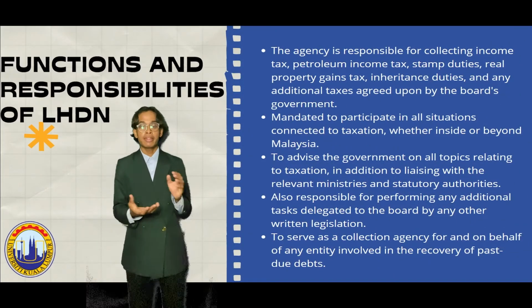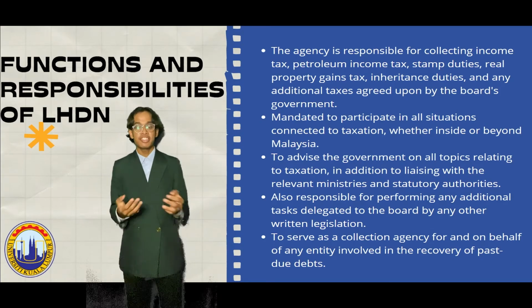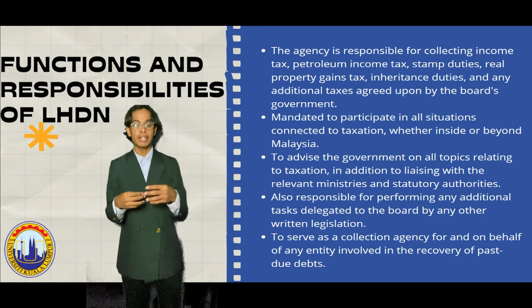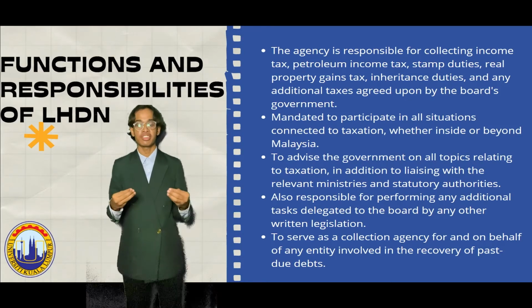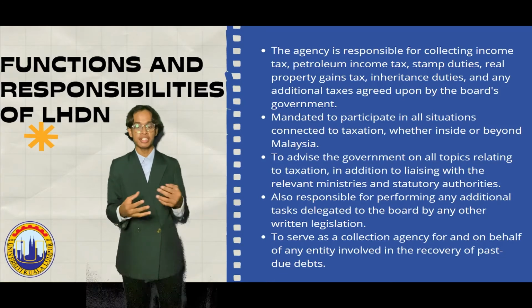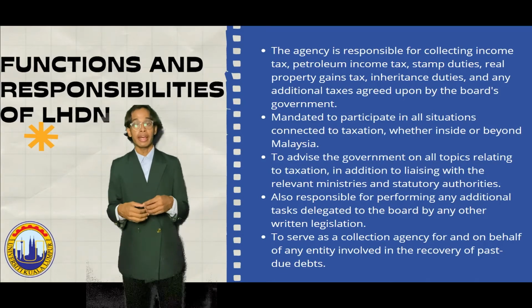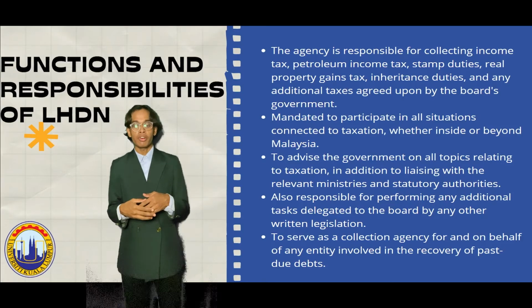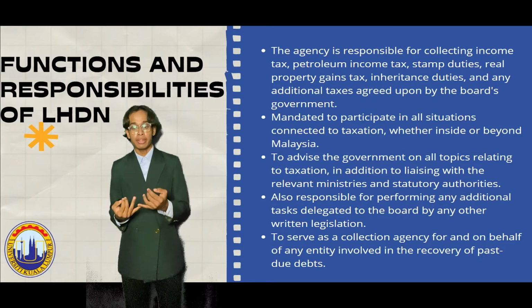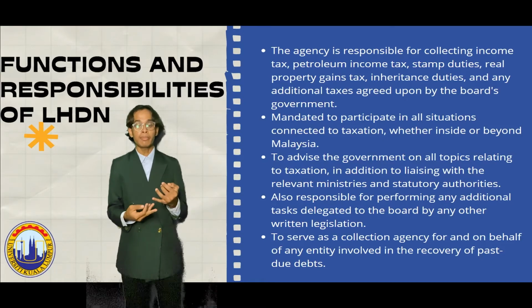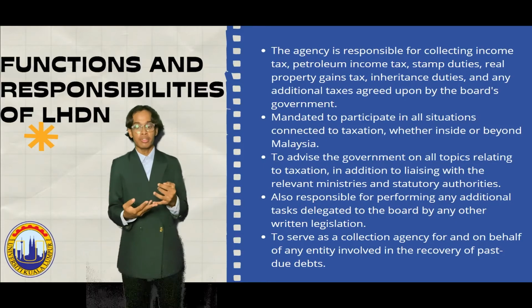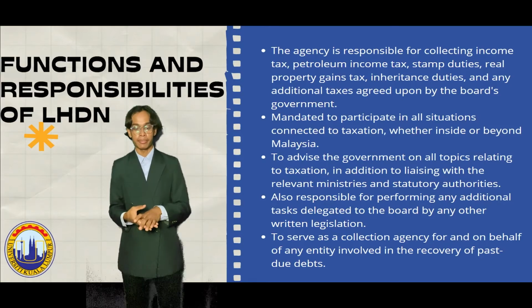Function and responsibilities of LHDN. LHDN is responsible for serving as the government agent and is obligated to perform services such as tax administration, assessment, enforcement, and collection. The agency is responsible for collecting income tax, petroleum income tax, stamp duties, real property gains tax, inheritance duties, and any additional taxes agreed upon by the board's government.